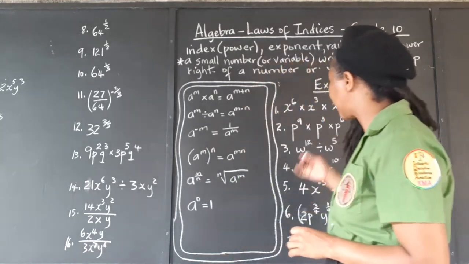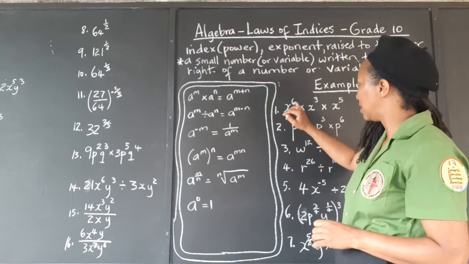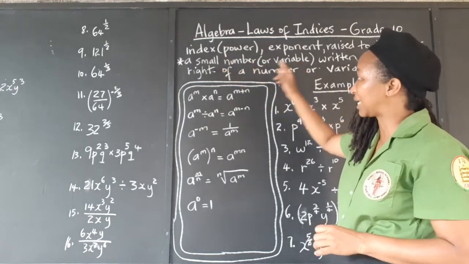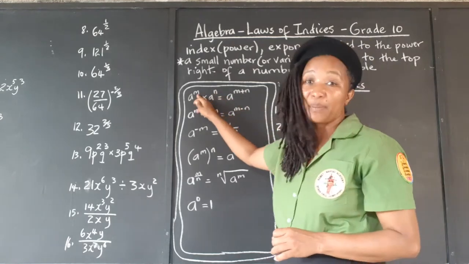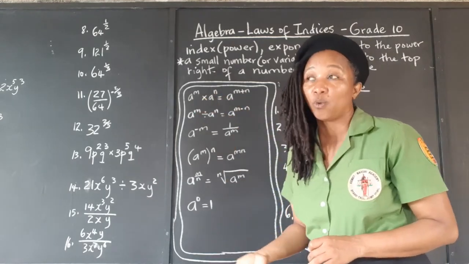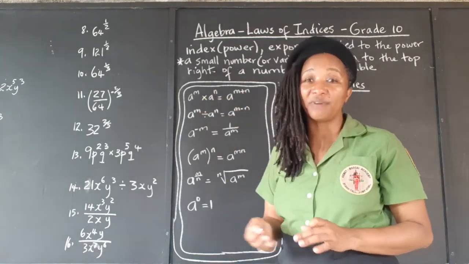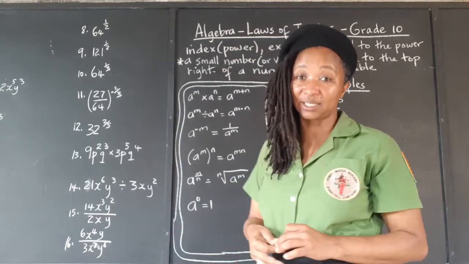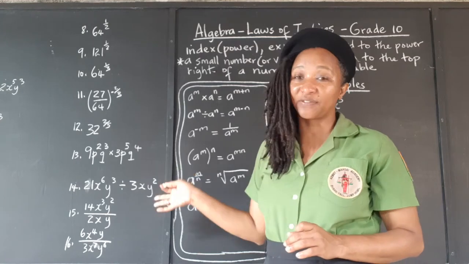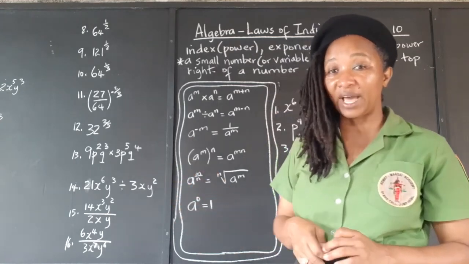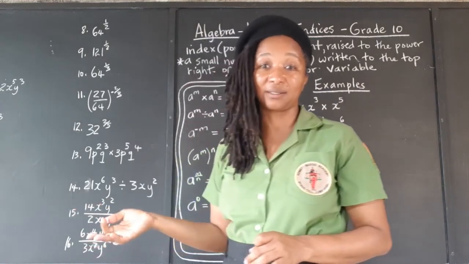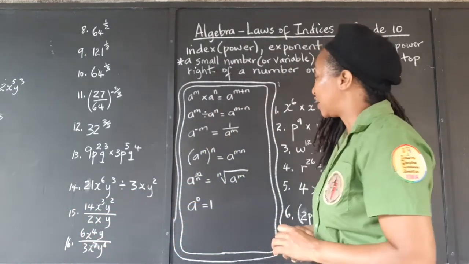So the index, or indices, plural, the small number, can be expressed as a variable, which is an unknown value. So you might be asked to find what is the index. And I think the next video will be on that, finding the unknown when it is in the index. So you could get something like that.